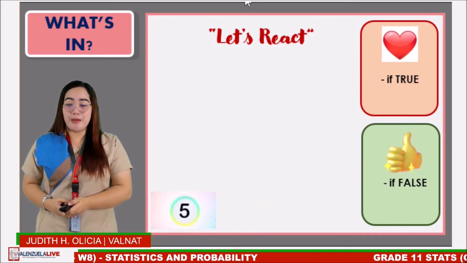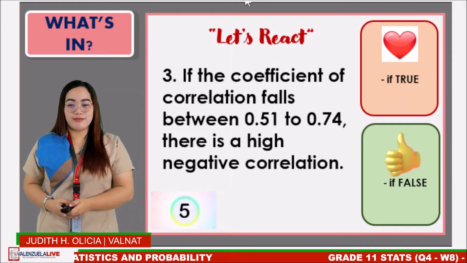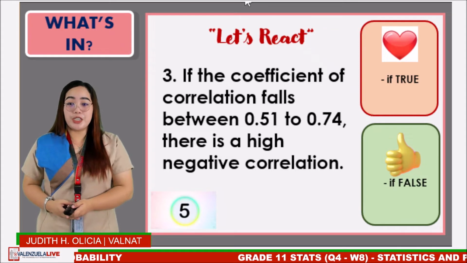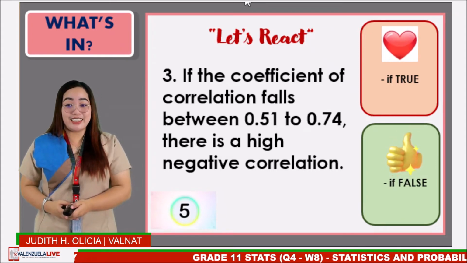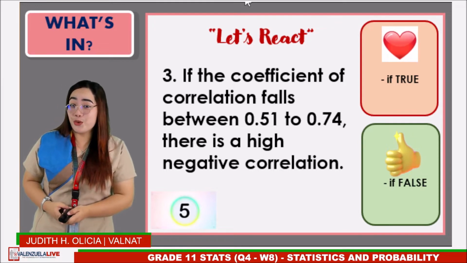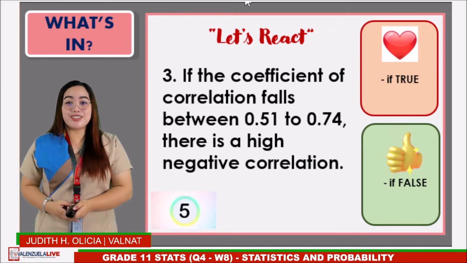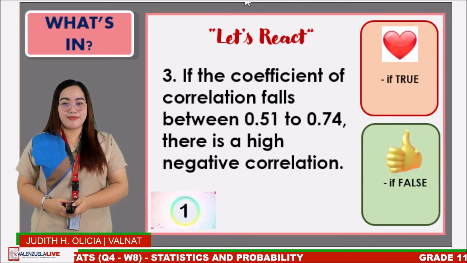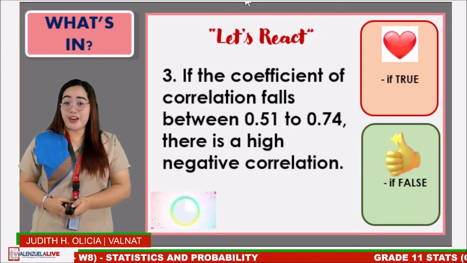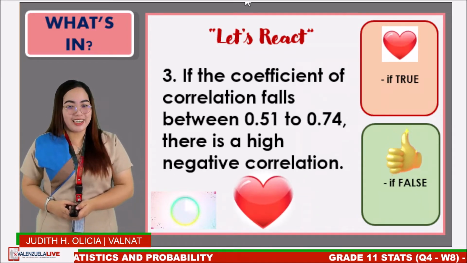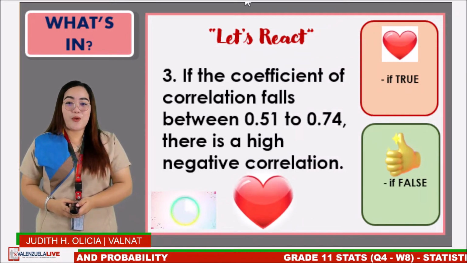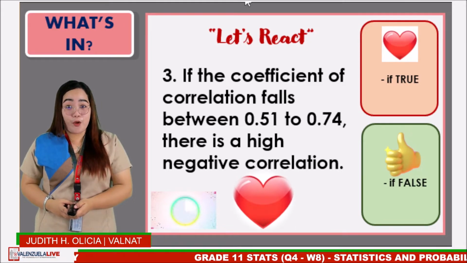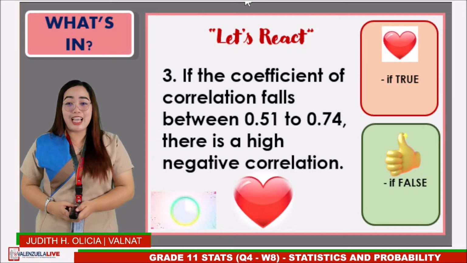For statement number 3, if the coefficient of correlation falls between 0.51 to 0.74, there is a high negative correlation. Is it true or false? Your timer starts now. Very good. The answer is heart. Yes, it is true because in qualitative description of correlation, the 0.51 to 0.74 falls under the moderately high correlation.